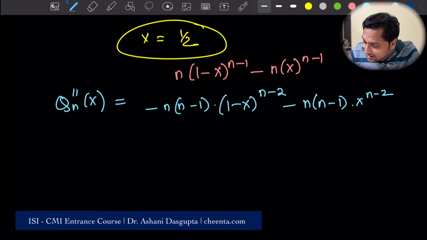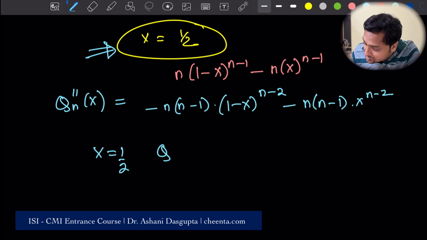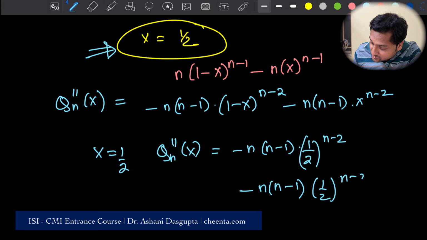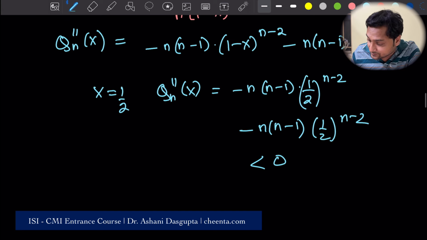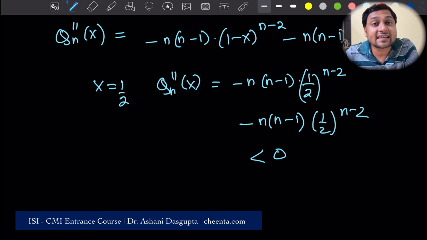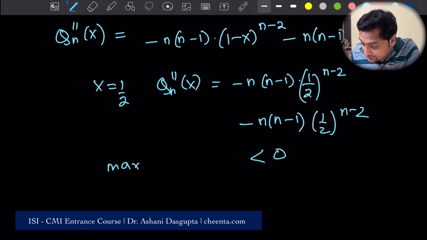So we will plug in this value that we found in the previous step. At x equals half, q double prime n of x is equal to minus n minus 1 times half to the power n minus 2, minus n minus 1 times half to the power n minus 2, which is definitely negative. Since the second derivative is negative, therefore we have a maxima.